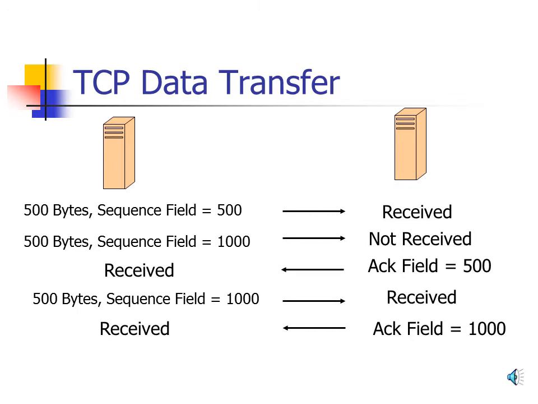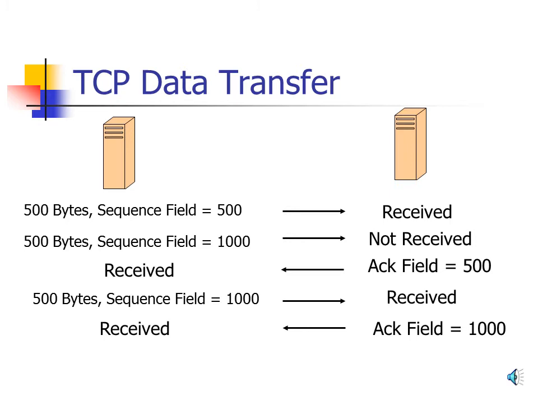Then it's going to send a second packet. Now this second packet also has 500 bytes of data. It's the next 500 bytes of data. So the sequence field is incremented to 1000, indicating it's the second packet. And when it sends that packet, in this example, we're going to say it's not received.